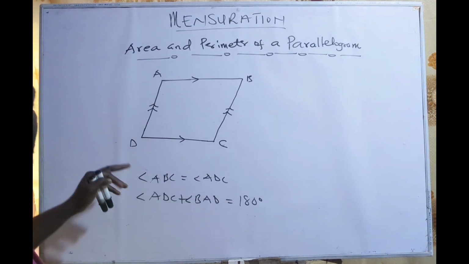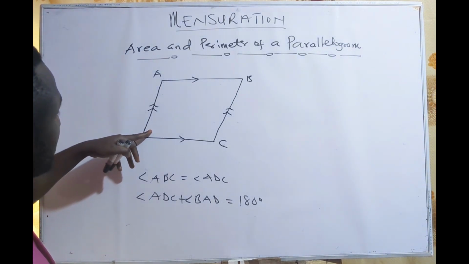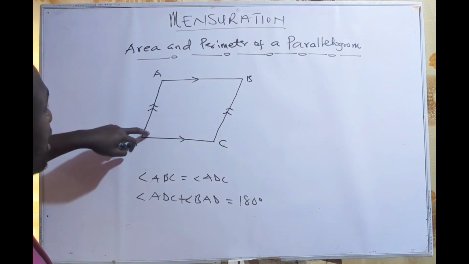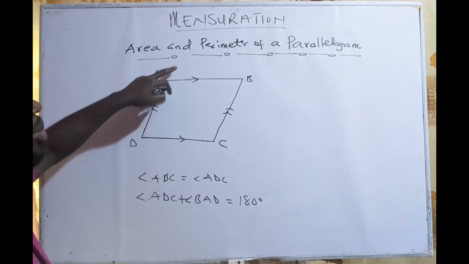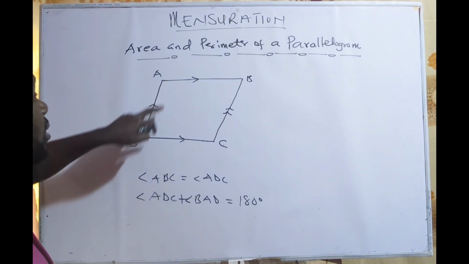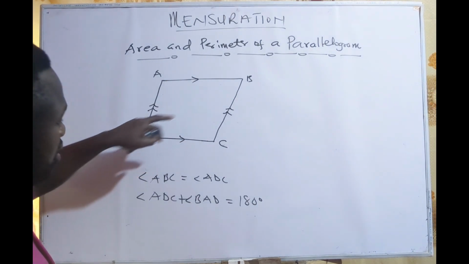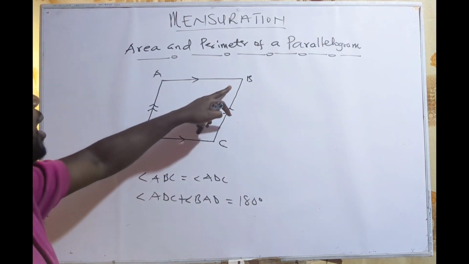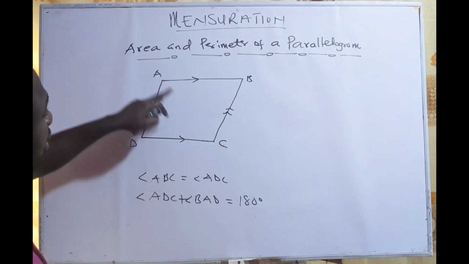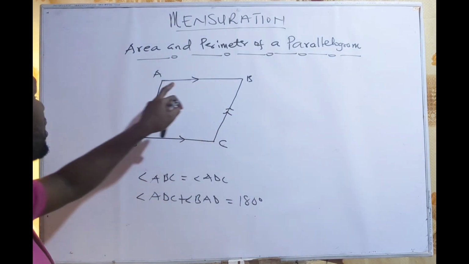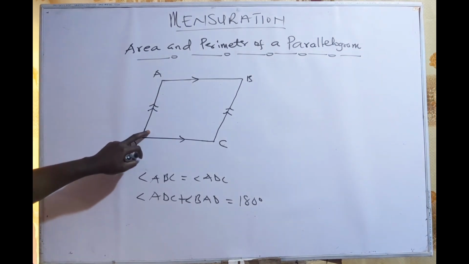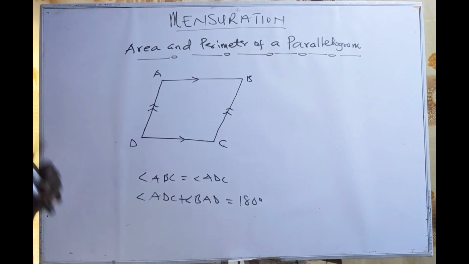The angle at D and the angle at A are co-interior, because this side is parallel to this. So these are co-interior, and these are opposites. The opposite angle, the angle at D, is also the same. The same thing here: this angle and this angle are the same. This and this add up to 180, and so on for each pair of co-interior angles. That is about a parallelogram.